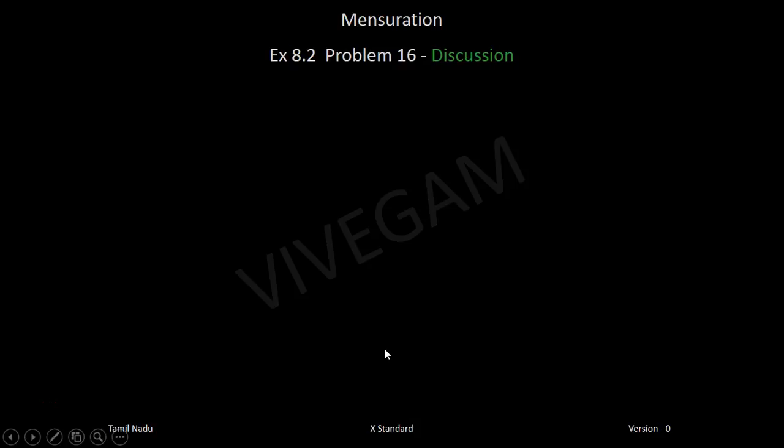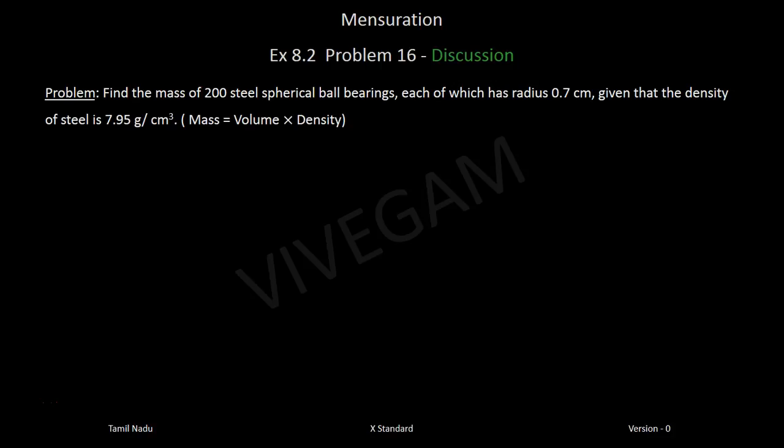Okay, exercise 8.2, problem 16, discussion. So let's read the problem. Find the mass of 200 steel spherical ball bearings, each of which has radius 0.7 centimeter, given that the density of steel is 7.95 grams per centimeter cube. Mass equal to volume into density.